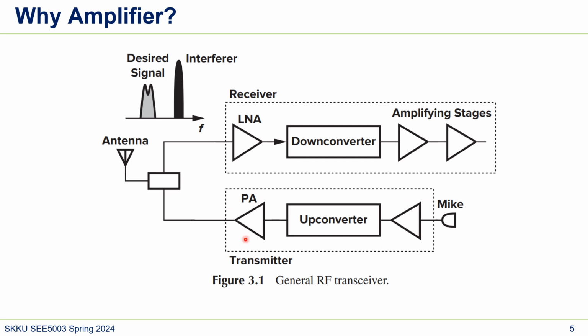So in this figure, they only draw two amplifiers, but in real application, there's also tons of amplifiers. So here, as you see, our very basic RF transceiver, which is an essential part of our cell phone, has multiple amplifiers.